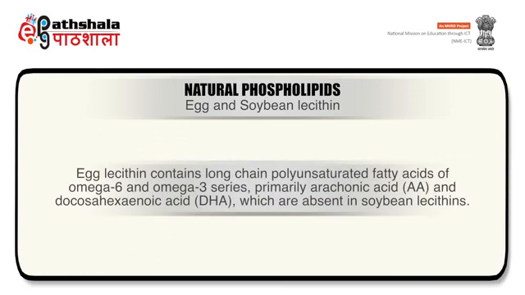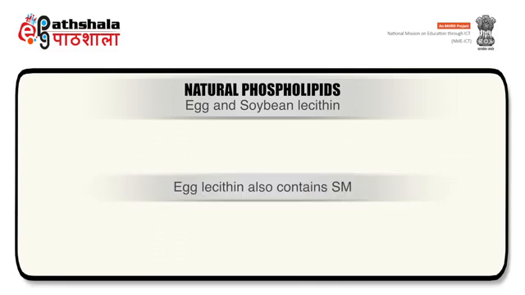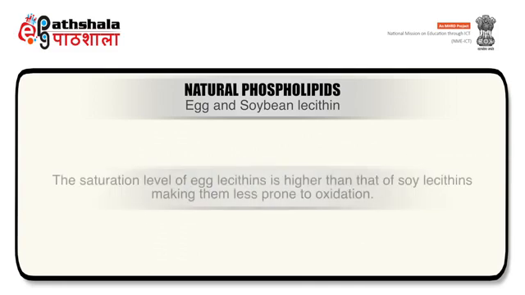Egg lecithin contains long chain polyunsaturated fatty acids such as omega-6 and omega-3 series, primarily arachidonic acid and docosahexaenoic acid, which are absent in soybean lecithins. Egg lecithin also contains SM. The saturation level of egg lecithins is higher than the soy lecithins, making them less prone to oxidation.